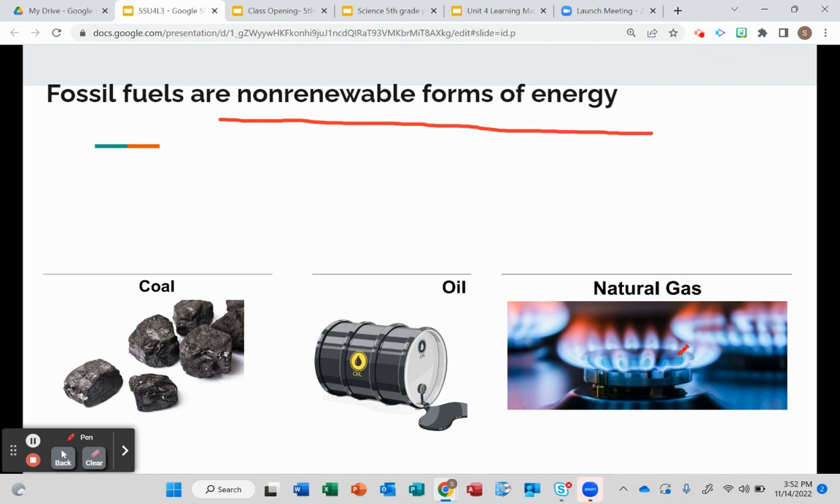So it's something to consider when we're using coal, oil, and natural gas, because we're not going to get them back. We want to be careful and conserve these forms of fuel, so that we can still continue to have energy and continue to have the lifestyle that we have right now.